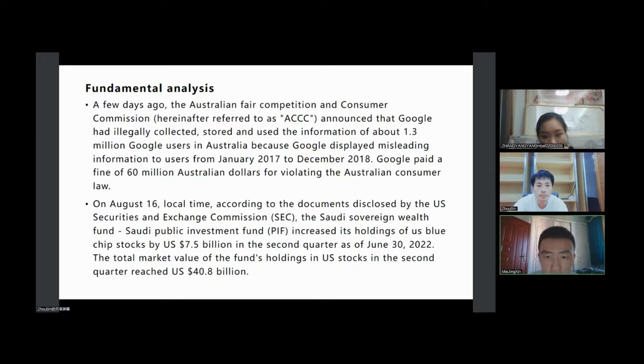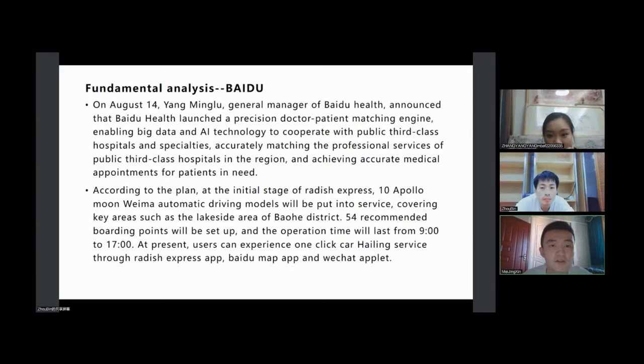According to documents disclosed by the U.S. Securities and Exchange Commission, the Saudi Sovereign Wealth Fund, the Saudi Public Investment Fund, increased its holdings of US blue chip stocks by US 77.5 billion in the second quarter as of June 30, 2022. The total market value of the fund's holdings in US stocks in the second quarter reached US 40.8 billion. Next page.